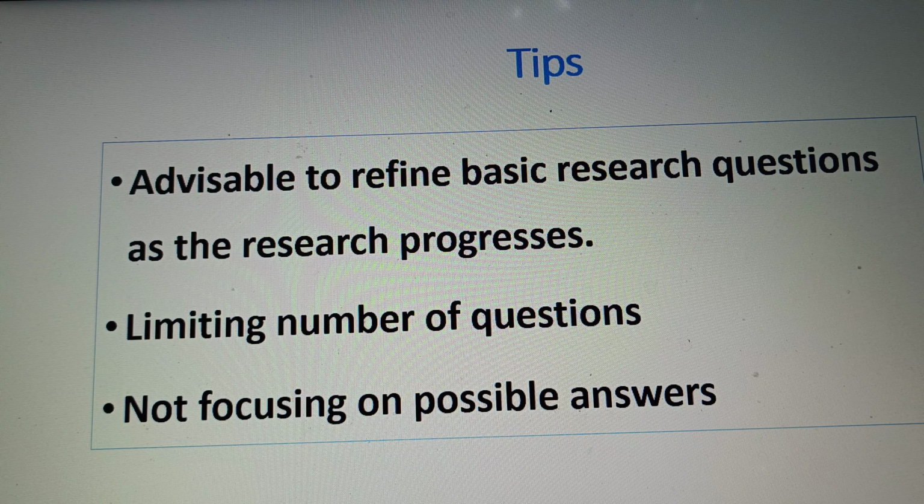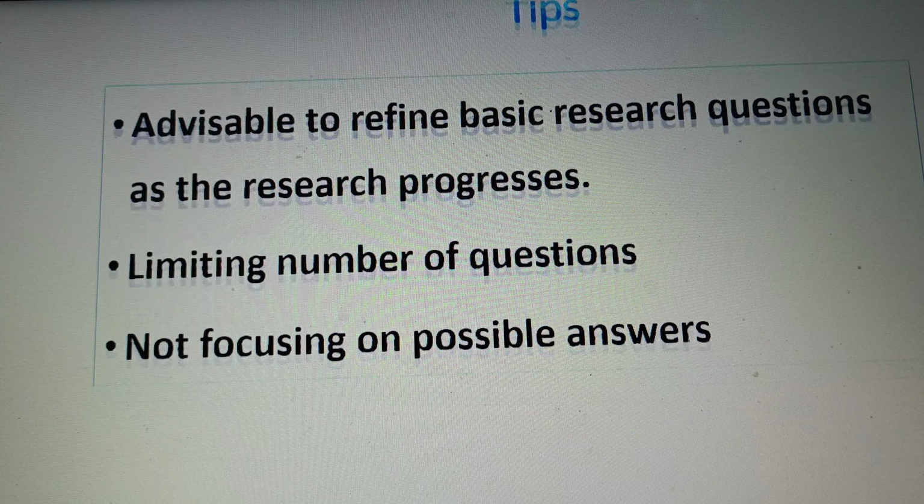Another one is regarding the focus on possible answers. That means the researcher, while developing basic research questions, should not worry about the possible answers that will come next. This is because the main reason for undertaking research is to get possible answers, responses or solutions for the basic questions that are raised, through scientific methods.